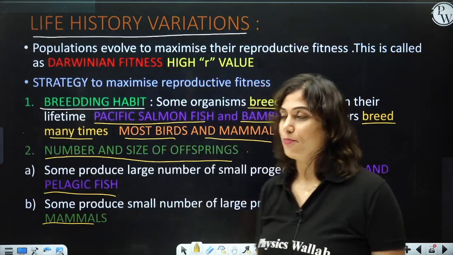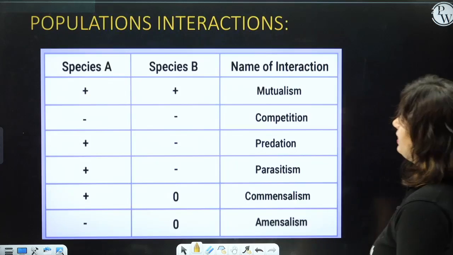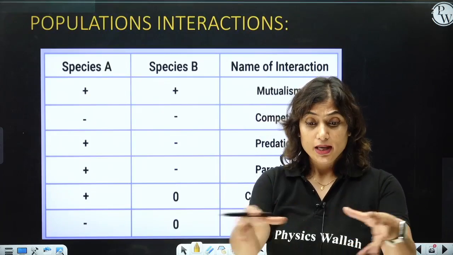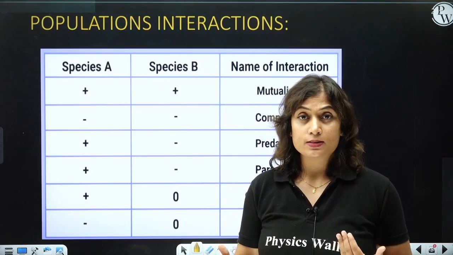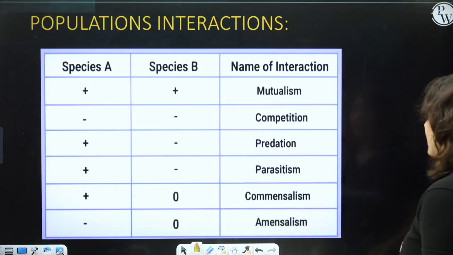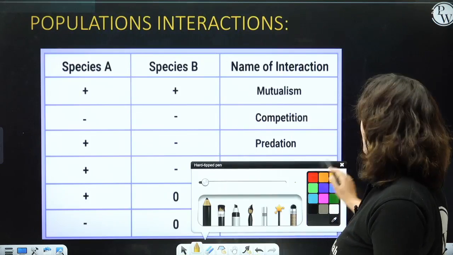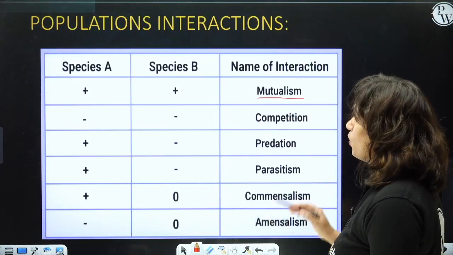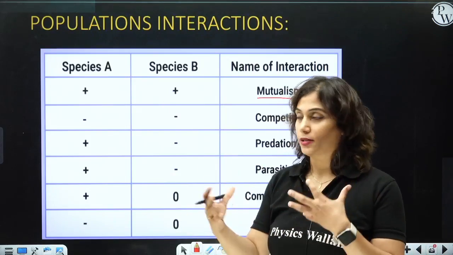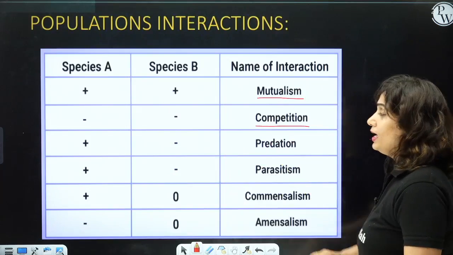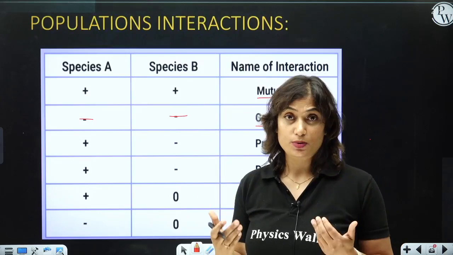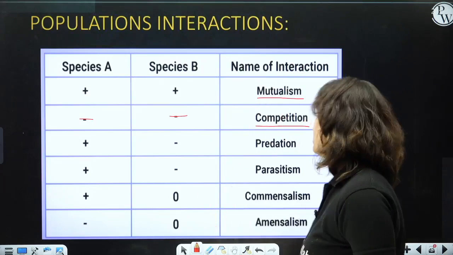Direct questions come, example-based questions come. Now comes population interactions: how, in a population, the different organisms interact amongst themselves for resources. The different kinds of interactions seen in a population are, first, mutualism, where both the species benefit from each other. Then comes competition. Competition is a minus interaction, which means both the species get harmed by competition.